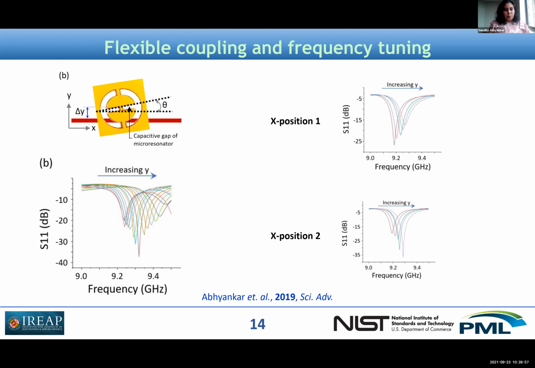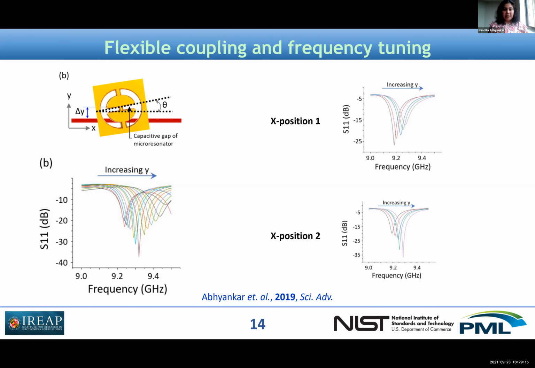Okay, so if we change Y and theta, you can change the coupling, but if you change X, you can actually change the resonant frequency. So you have pretty flexible frequency tuning as well, and the range can be several hundreds of gigahertz. So we have now a resonator that can be easily coupled to a microstrip.